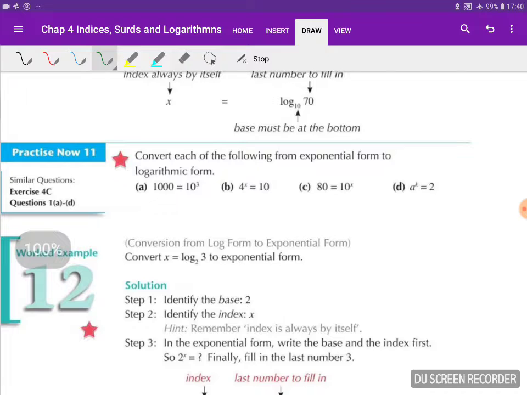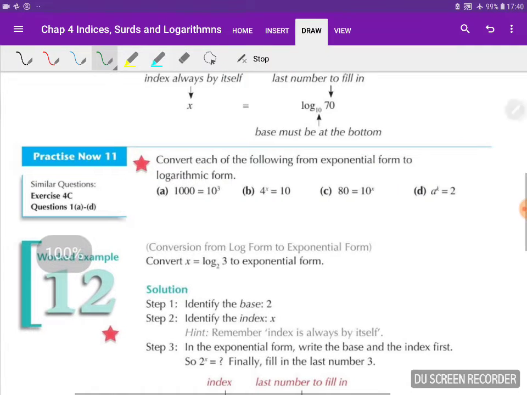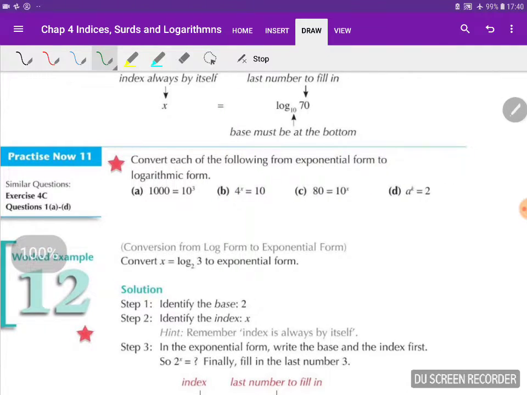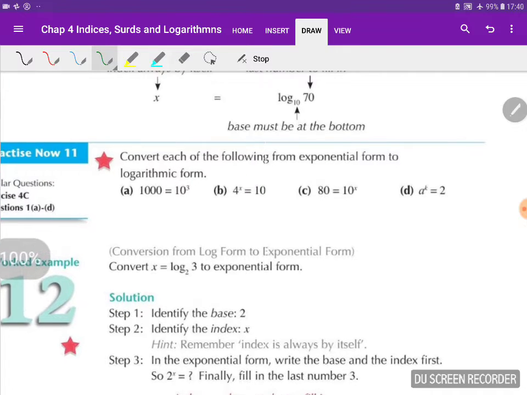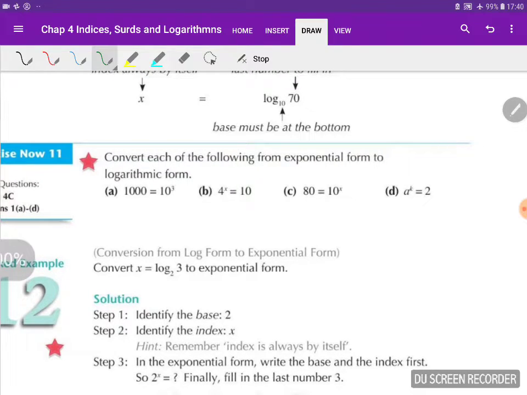So just to recap what we have done today. For practice 11, 1000 equals 10 cubed. So you know the base is 10, the index is 3. The index is always on its own, so the base you bring to the left, it will be log base 10, 1000 equals the index 3. Okay, so that's the answer.